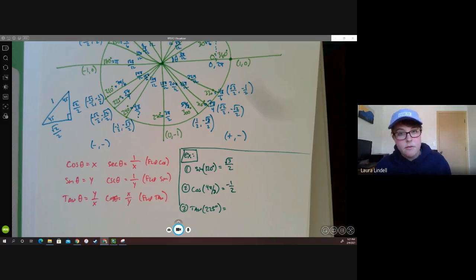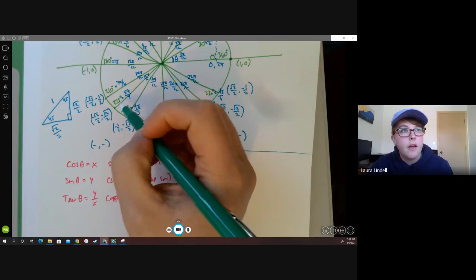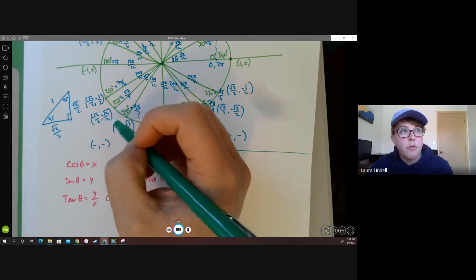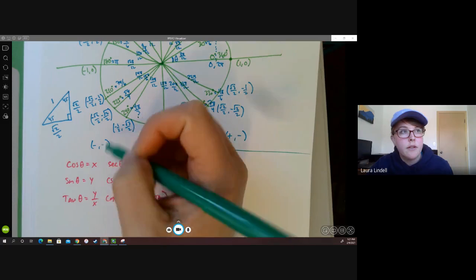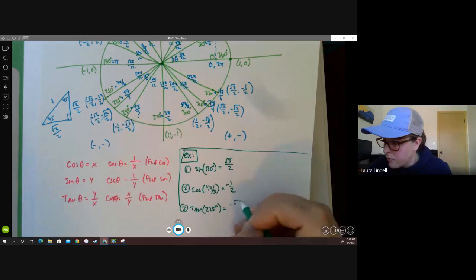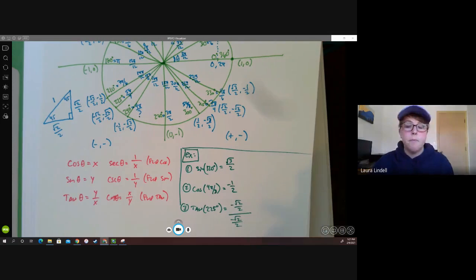All right, tangent tends to be the one that's a little bit more difficult just because usually it involves canceling things or flipping and multiplying because we're dividing with fractions and stuff like that. So if we go to find tangent of 225, first we have to find 225 on our unit circle. It's right over here. And we notice that the x and the y value are both negative root 2 over 2. So tangent is y over x. So y over x would be negative root 2 over 2 over negative root 2 over 2.